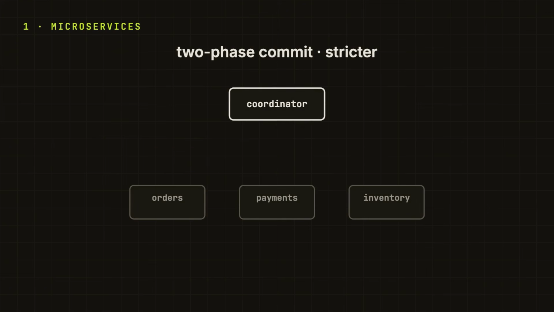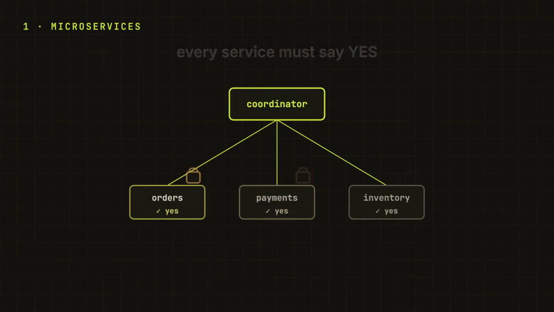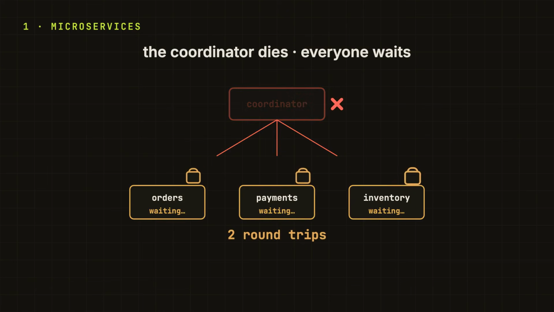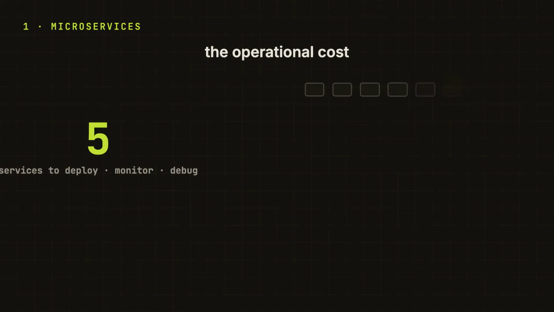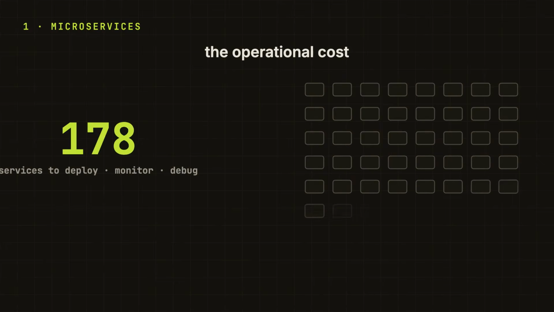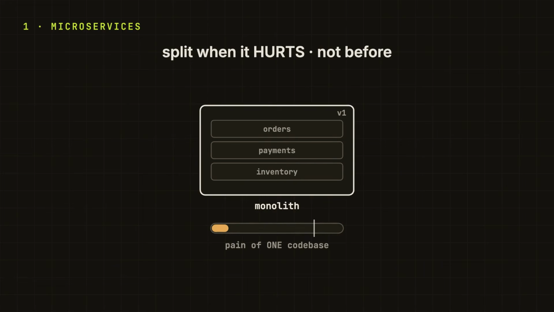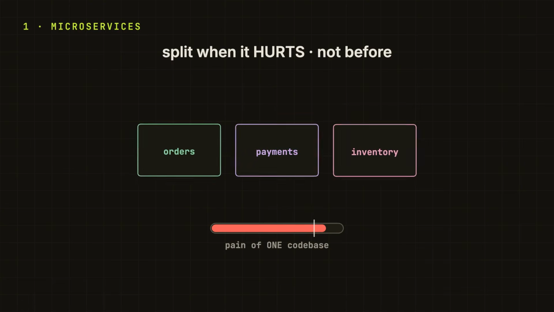Two-phase commit is a stricter one. A coordinator first asks every single service, "Are you ready?" And only if all of them say yes, does it tell them to commit. It is more correct, but it is slow. And if the coordinator dies, everyone is left waiting. And you now have hundreds of things to deploy, monitor, and debug. So the honest, senior advice is start with a monolith, keep it simple, and only split into microservices when the pain of one big codebase actually forces you to.